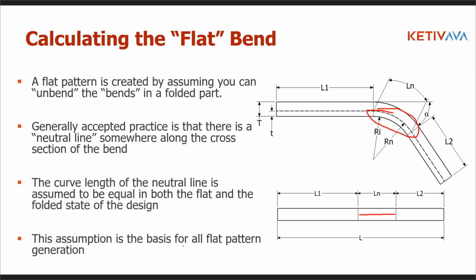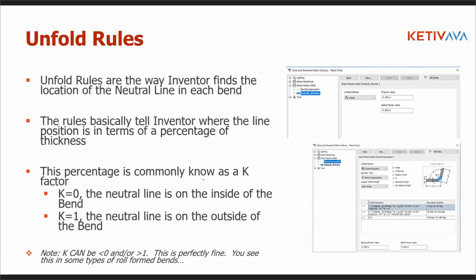And so given that assumption, how do you actually find where that neutral line is? How do you tell Inventor, or whatever you're using to generate your flat pattern, or even if you're doing it manually, how do you know what that is? Well, this is where the unfold rules are. For Inventor, basically what we do is we tell it where that neutral line is by giving it a percentage. And the percentage is the percentage of the thickness of the part. And that percentage is known as a K factor.